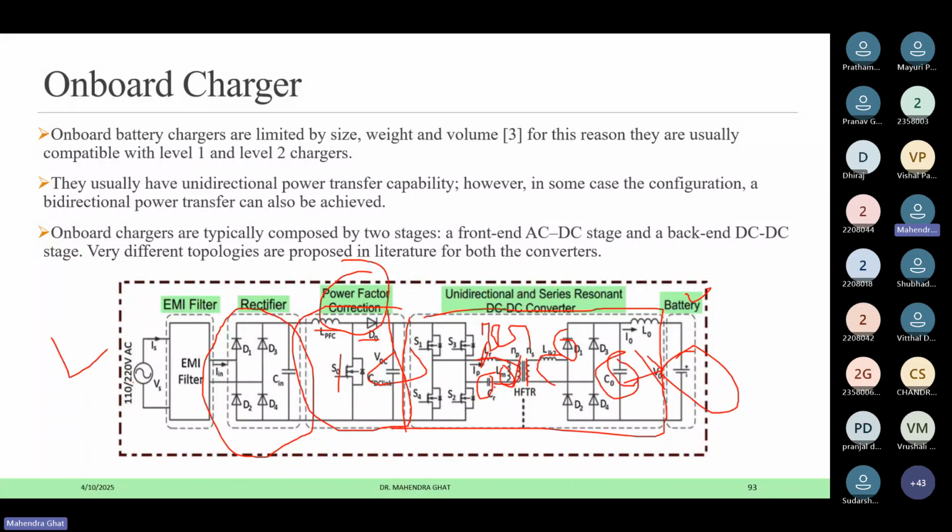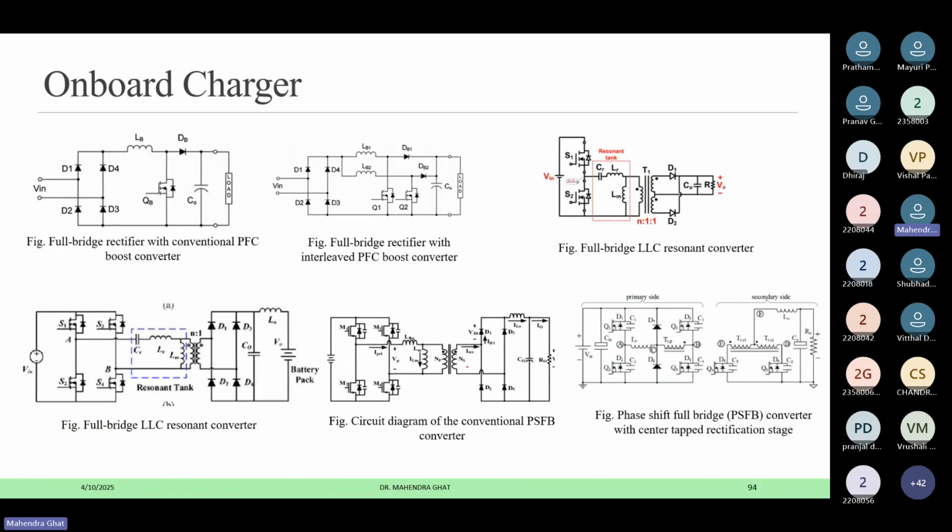But of course, as I said, many topologies are there. The LLC is one of the good topologies which gives very high efficiency for the DC-DC converter. That's why it is generally used where we require isolated DC-DC converters. I hope that clarifies how the charger looks in the onboard charger. Some onboard charger examples I have given.